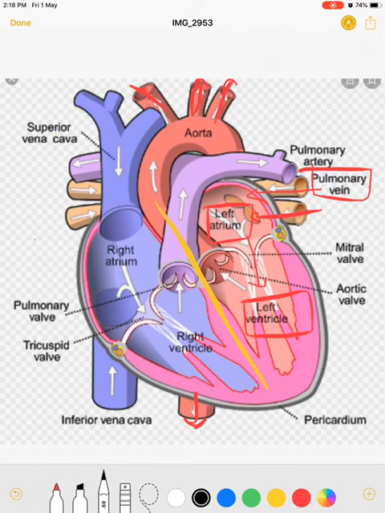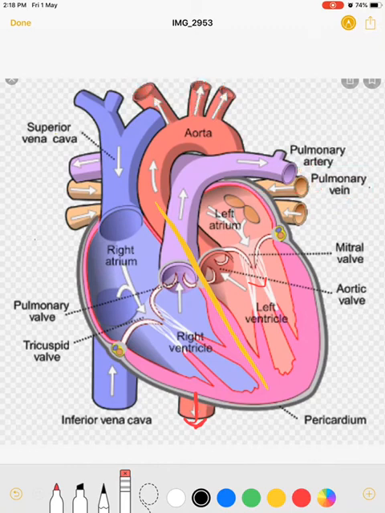So this is clear again that in the left portion there is always oxygenated blood, and in the right portion of the heart there is always deoxygenated blood. And both the atriums always collect blood first, and then from them the blood goes to the ventricles. So one time blood circulates from the right portion of the heart, that is known as pulmonary circulation, because from here the blood is sent to the lungs.